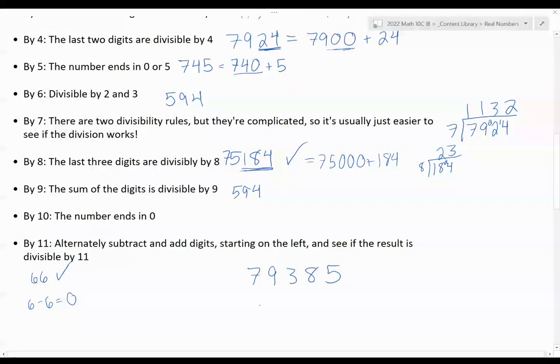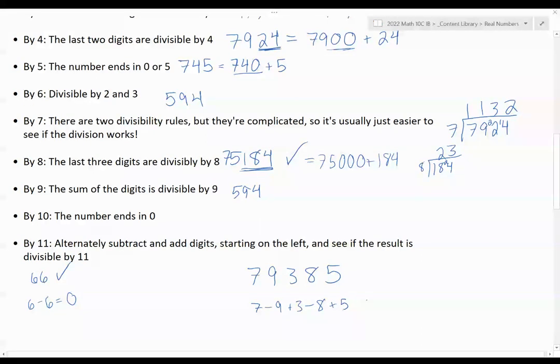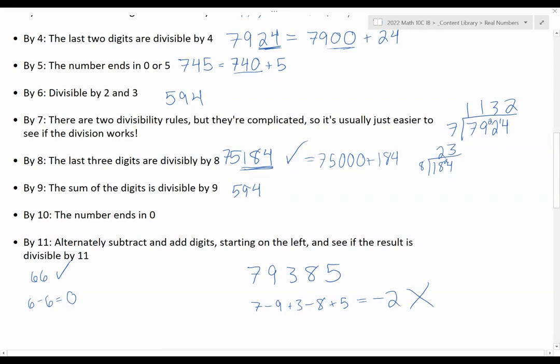But in this case, I go 7 minus 9 plus 3 minus 8 plus 5. So 7 minus 9 is negative 2, plus 3 is 1. 1 minus 8 is negative 7. Negative 7 plus 5 is negative 2. This is not divisible by 11. So this number is not divisible by 11.